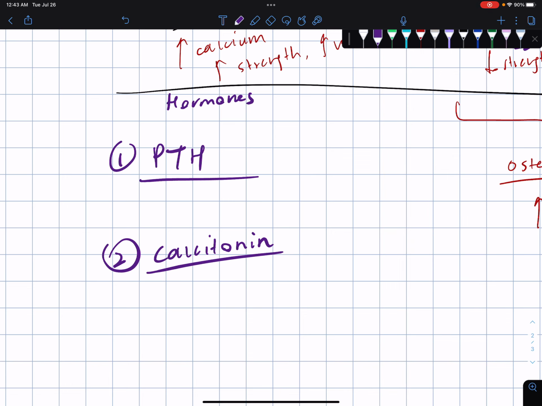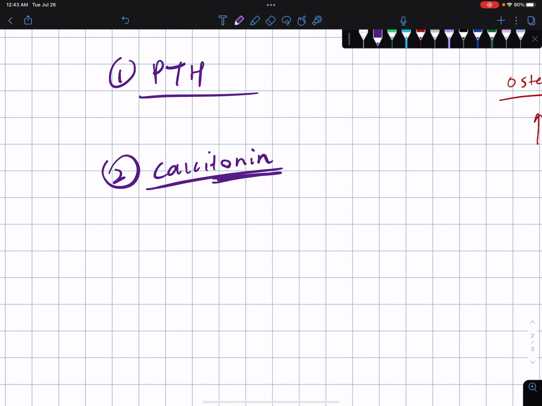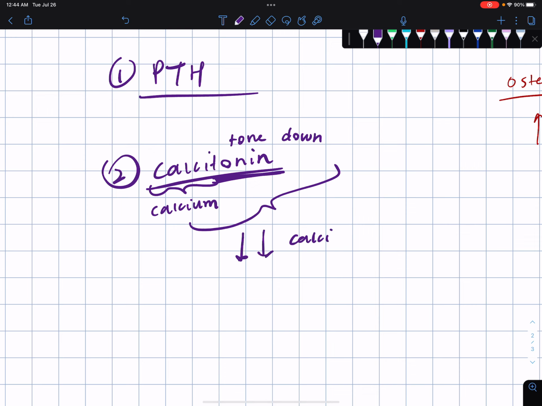So first, let's think about calcitonin. Let's look at this suffix here, calcitonin. You can think of this as tone down. And then this prefix over here, calci, sounds like calcium, doesn't it? So let's put this all together. We are toning down calcium. And when I say tone down, where are we toning down?